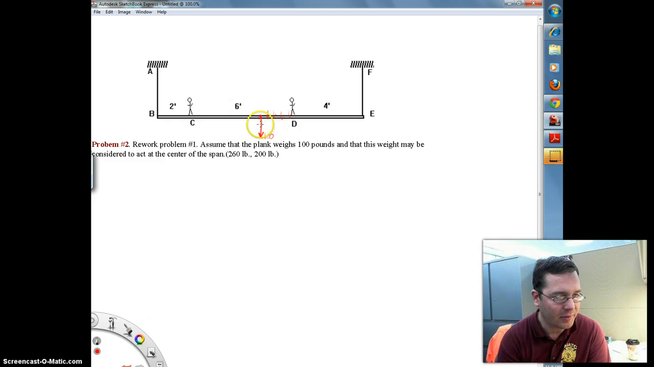Now, where is this relative to the length of the beam? Well, the beam is 12 feet long, so this 100-pound weight is 6 feet from the end. And again, this is very similar to a problem you saw in the previous chapter. This is a review exercise. We will solve this problem using a similar technique.